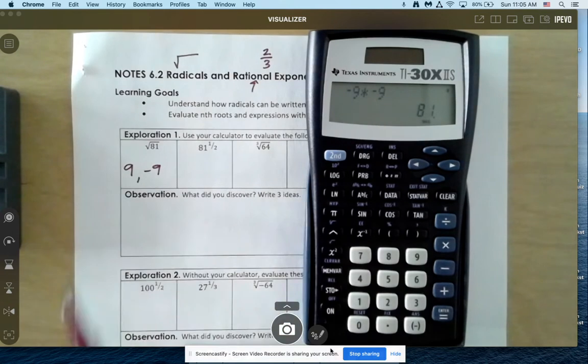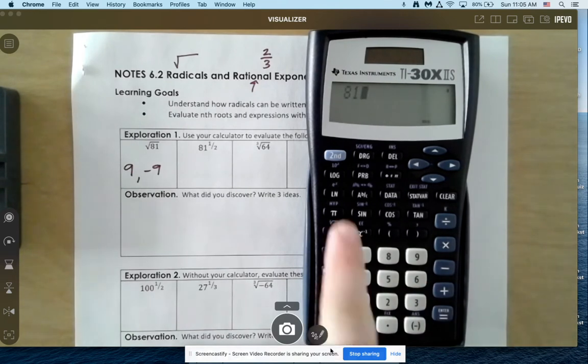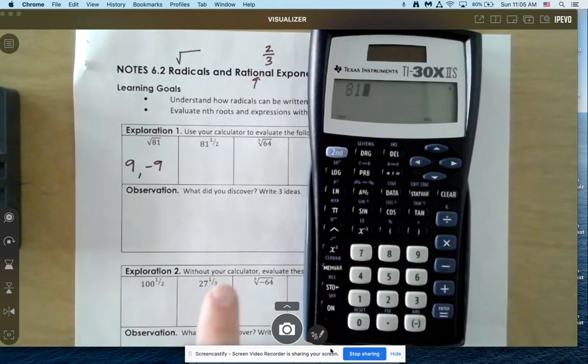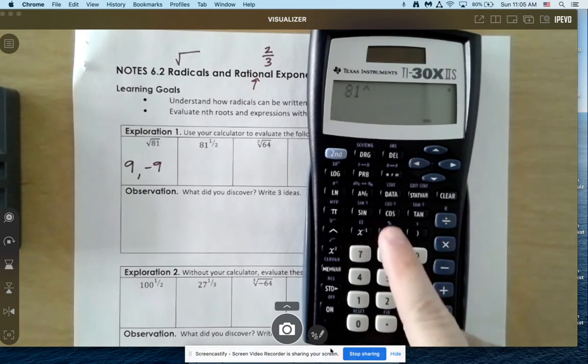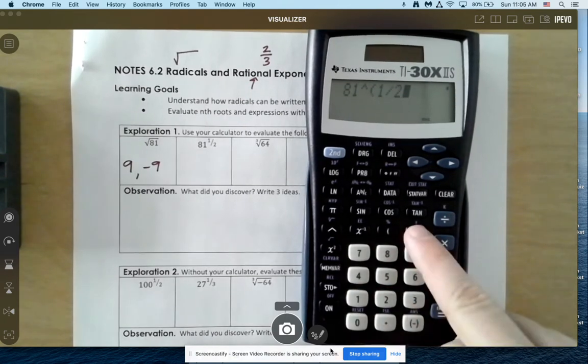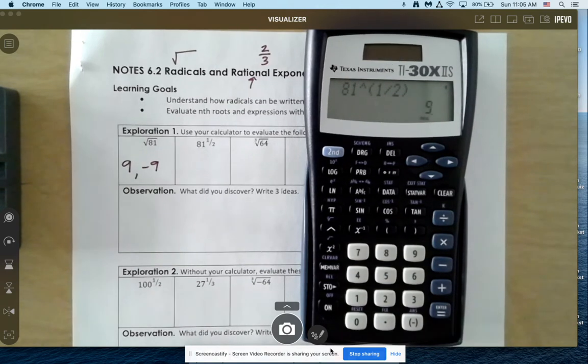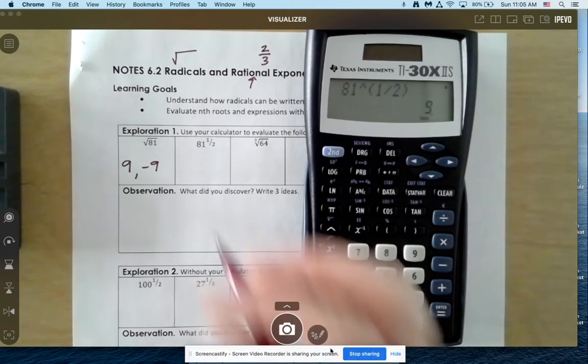All right. Now let's type in 81 to the power of a half. So this is how you would type it into your calculator. You hit 81, and then you're going to hit second. Oh, I lied. Don't do that. JK. 81, just have 81 to the power, the little up arrow, and now parentheses. Now your fraction, 1 divided by 2. So that's what it should look like. Hit equals, and it's also 9.